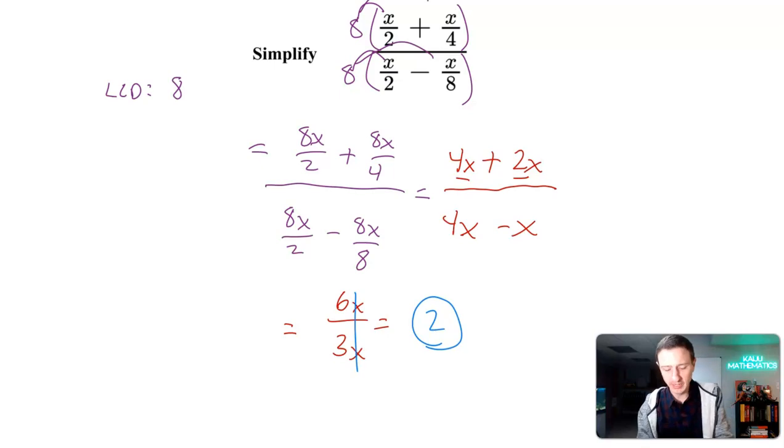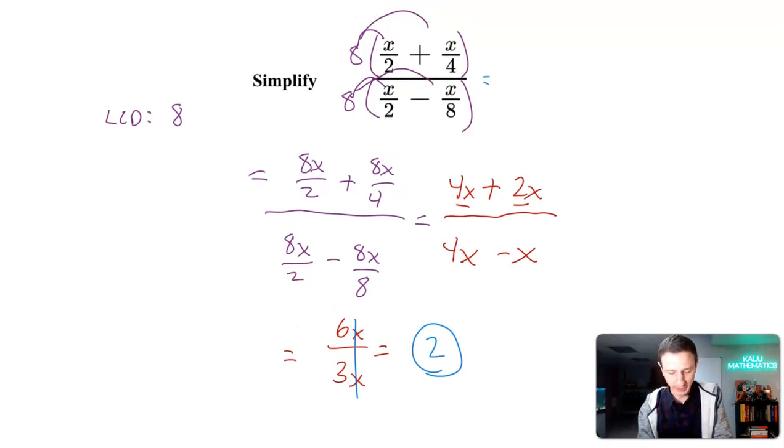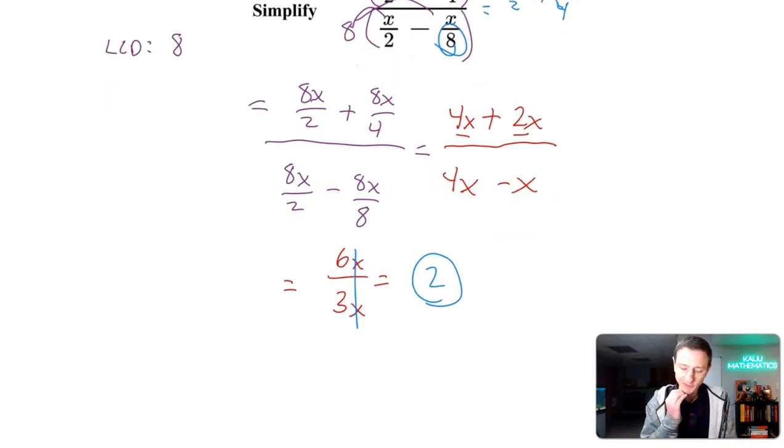So the key here is 8, and again, you could have just dealt with the fractions head on, like you could have done x over 2 plus x over 4. But why make things more complicated when we could just clear out the fractions by finding that LCD? So, nice little simplification problem today.